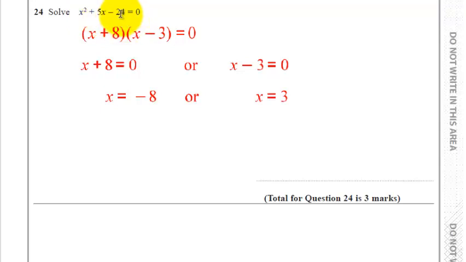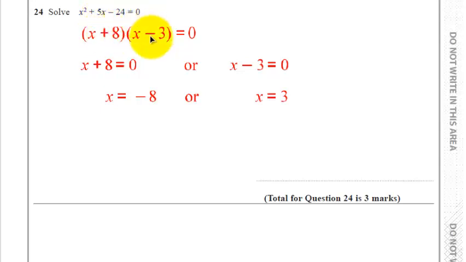6 and 4, again you won't get 5, and eventually you realise it's got to be 8 and 3, because 8 times 3 will give you 24, and I could see how 8 take 3 would give me a positive 5. Because it's minus 24, I need a minus 3 and a positive 8, and that's positive 8 take 3 is plus 5.